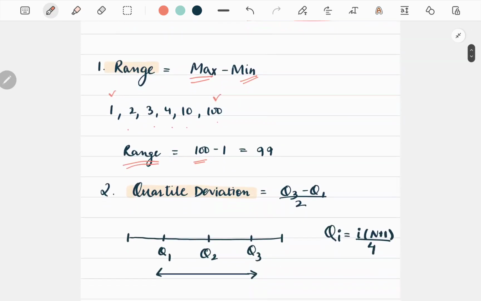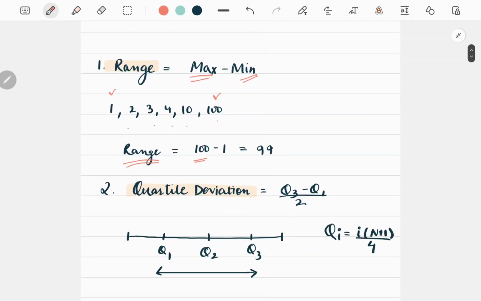Let us also quickly discuss what impact the change of scale or origin will have on this particular measure. Let's say we change the scale to 2. So we multiply each observation by 2. We get 2, 4, 6, 8, 20 and 200. And the new range will be 200 minus 2, which is equal to 198. Hence we can say that range is impacted by change of scale.